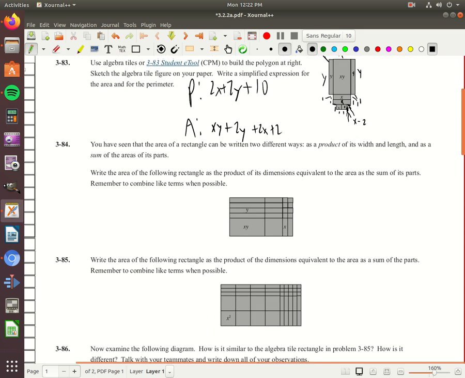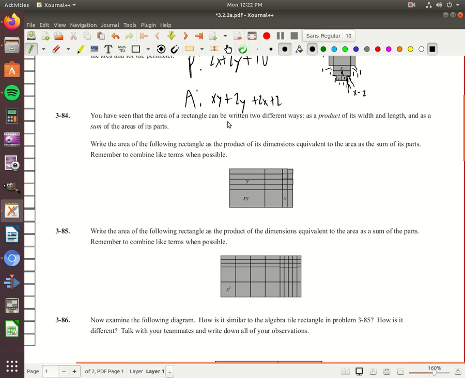But anyway, moving along, it says you have seen that the area of a rectangle can be written 2 different ways: as a product of its width and its length, and as the sum of its areas. So write the area as a sum and as a product. So at least I'm gonna write it as both. So as a sum, again, I'm just gonna add it up. I have an xy. Here I have an x squared. I have 1, 2, 3, 4 y's. I have 4 x's plus 2 x's, so 6 x's. And then I have 4, 8.